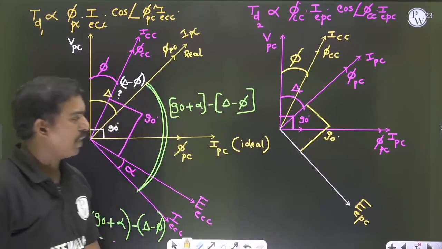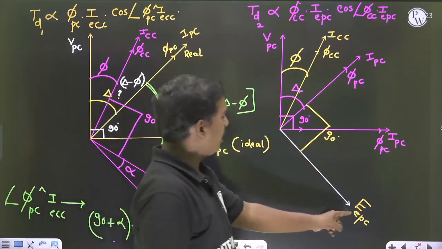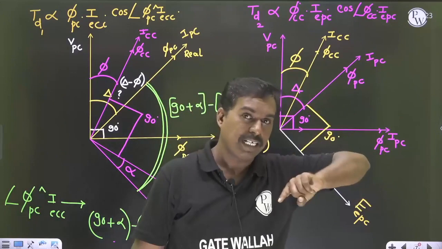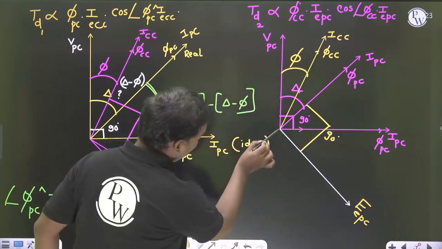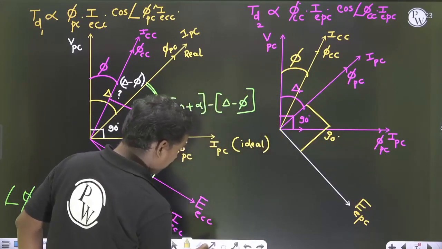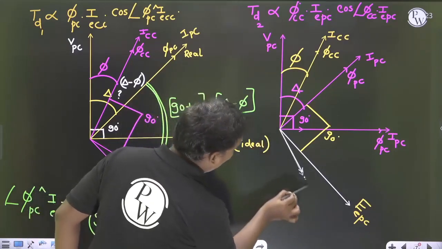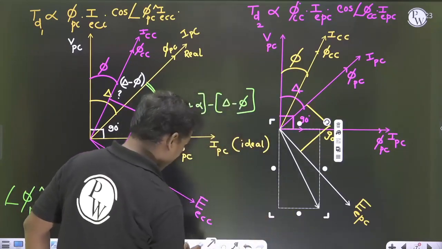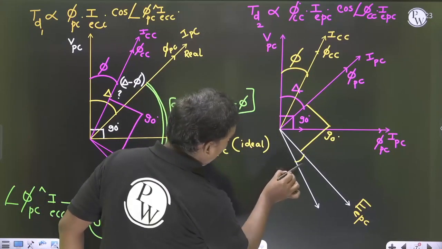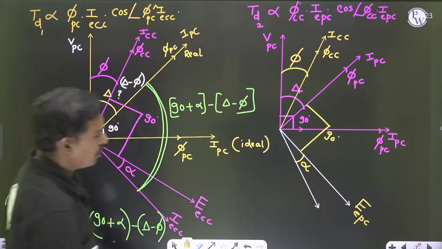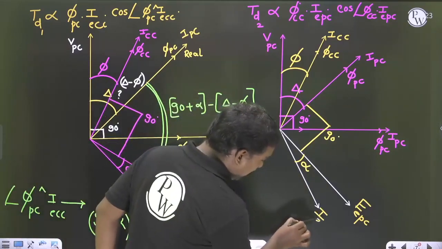Try to understand, the reason for this eddy EMF is this current. But because of this eddy EMF, there is eddy current, no? So that will be lagging by an angle of alpha. Okay, so this is what we call as IEPC.